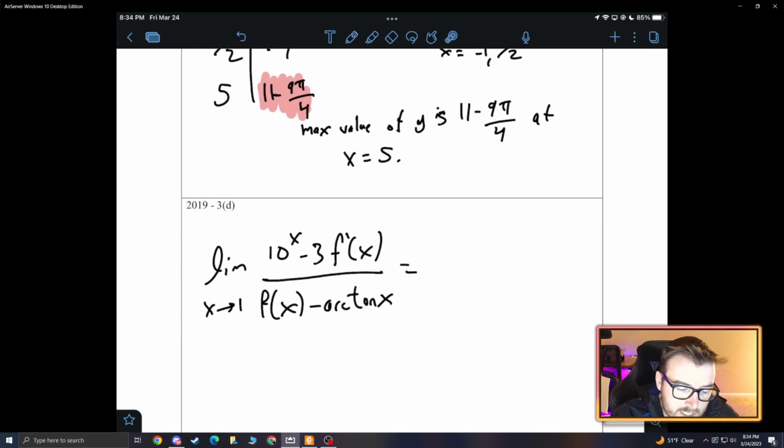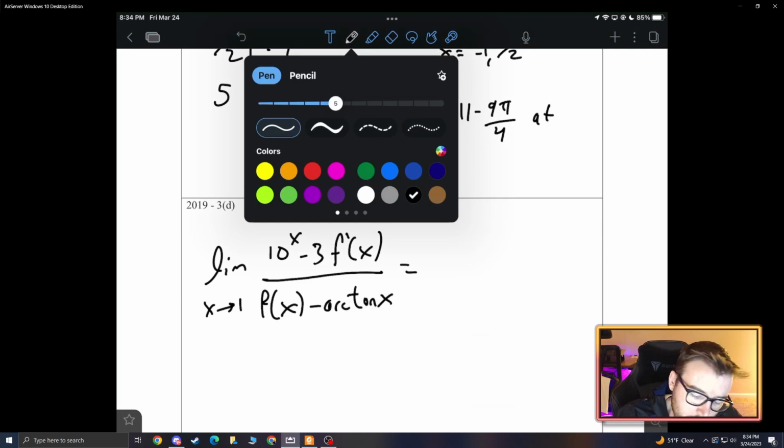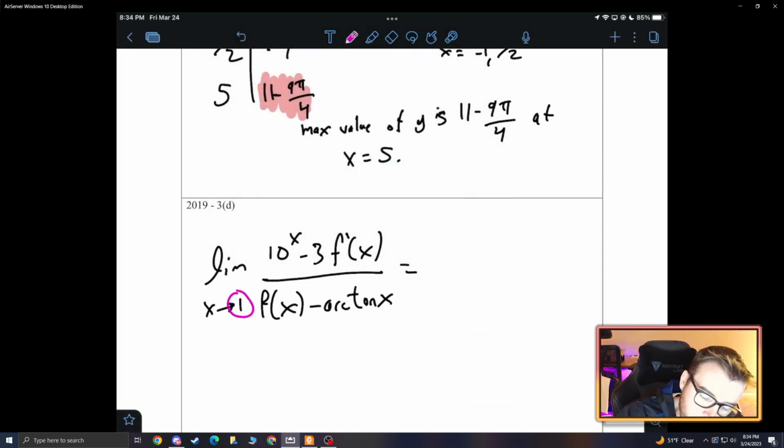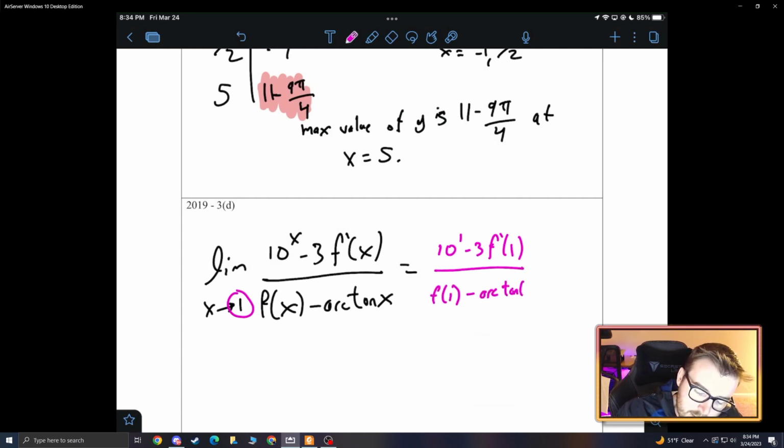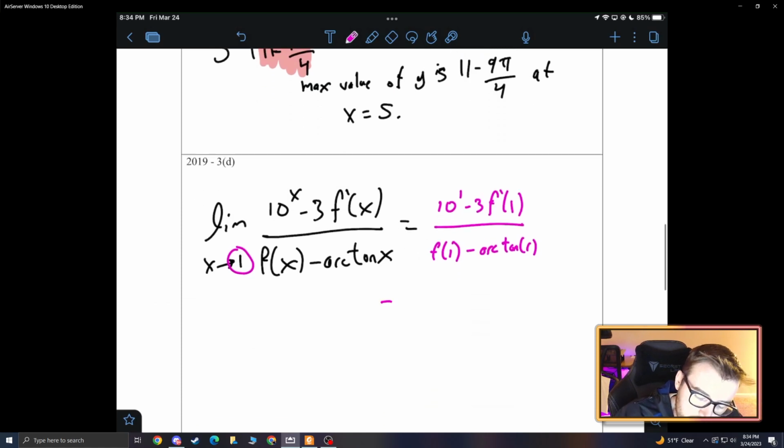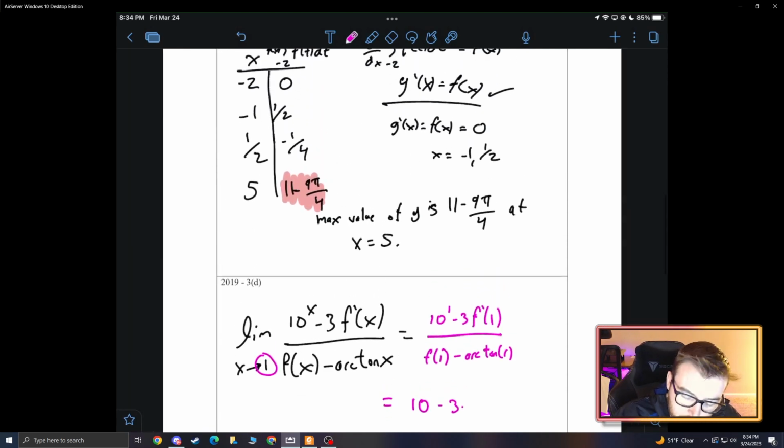If you recall, L'Hopital's rule can be used when it's 0 over 0 or like infinity over infinity. So we plug in the limit to see what happens. So 10 to the 1 minus 3 times f prime of 1 over f of 1 minus arctan of 1. Well, 10 to the 1 is 10 minus 3 times f prime of 1. Do you know what f prime of 1 is?